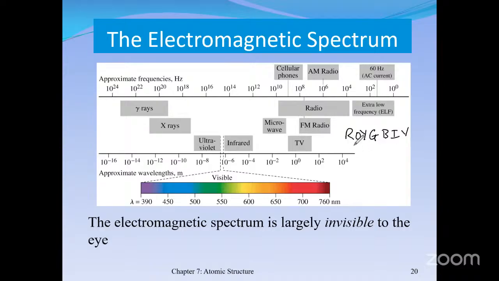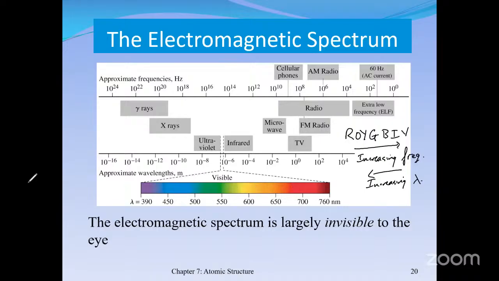So that gives you the order of the different colors in terms of increasing frequency, which means that the wavelength would increase in the other direction. Okay, so that's the narrow band right there.